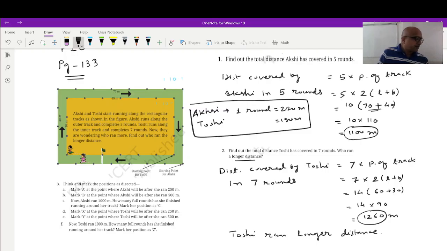So for Akshi, when she completes one round, she covers 220 meter, and for Toshi, when she completes one round around, she covers 180 meter. So it is asked, mark A at the point where Akshi will be after running 250. Now see, how will we get 250? Let me erase this part over here so I can explain it.